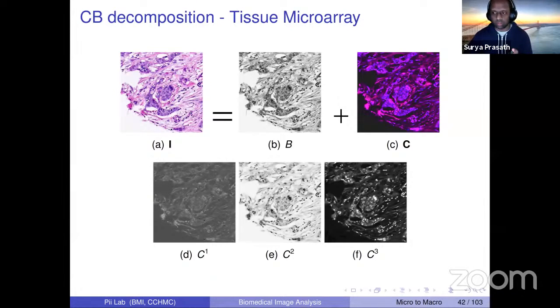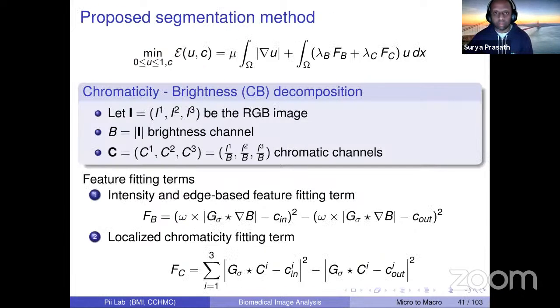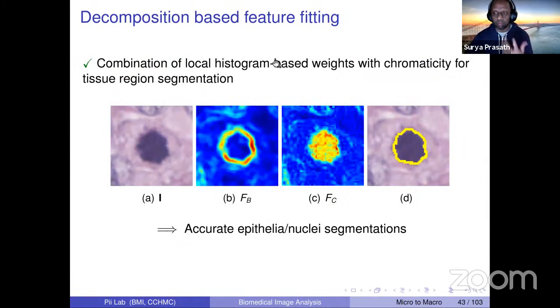So C1, C2, C3 are like red, green, and blue channels. Obviously, a higher grayscale value means it's higher in the red channel or green channel or blue channel. So we split that into two, and then we applied a particular active contour model. FD and FC are your feature fitting terms, and this gradient of U tells you how the contour should move. So again, let me show the picture so that it will become much clearer.